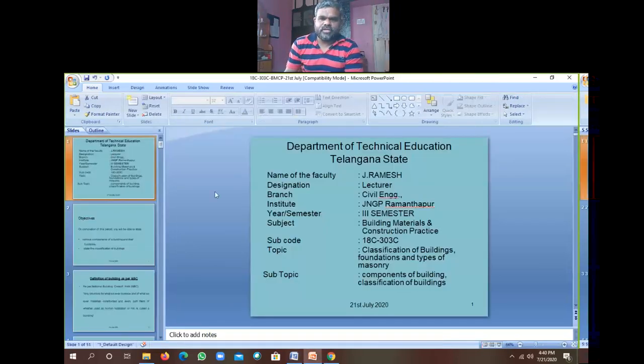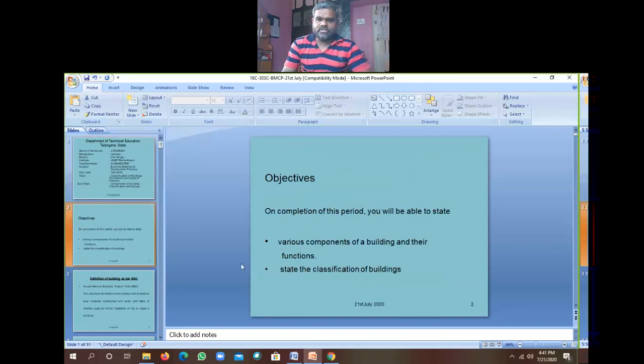The fourth unit has the classification of buildings and types of masonry. Also soil investigation, different types of foundations, and the construction process of spread foundation. Today our aim is to complete the various component parts of a building and their functions, and state the classification of buildings, right?